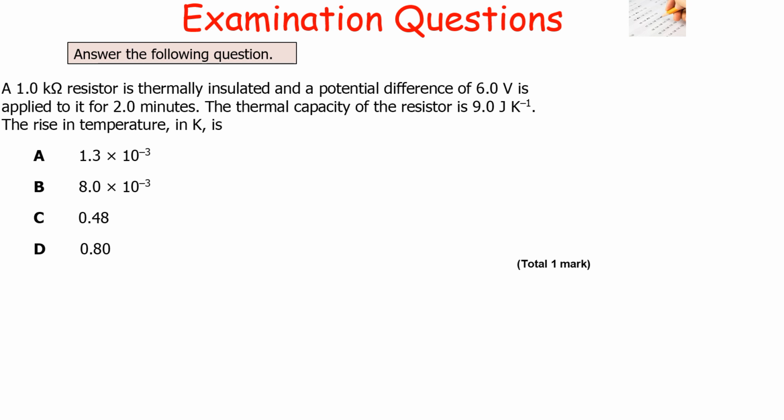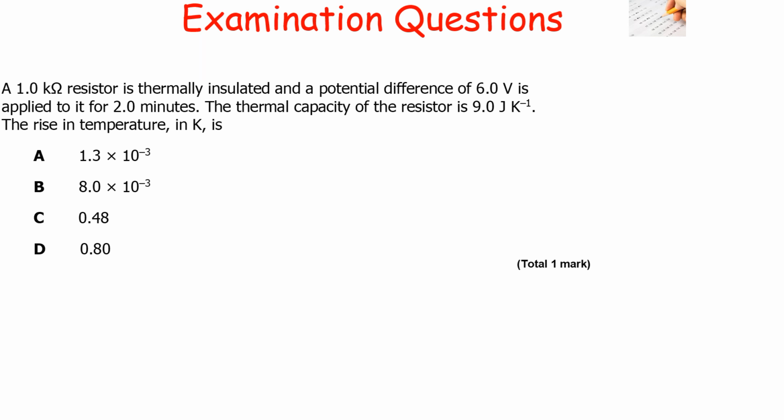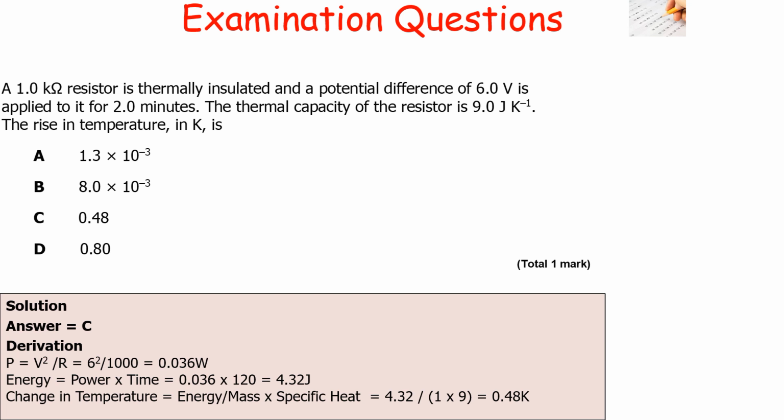The next question says, a 1 kilo ohm resistor is thermally insulated and a potential difference of 6 volts is applied to it for 2 minutes. The thermal capacity of the resistor is 9 joules per kelvin. The rise in the temperature in Kelvin is what? So pause the video now, then unpause the video when you want to go through your answer. Right, our answer is going to be C, because you know that power is equal to V squared over R.